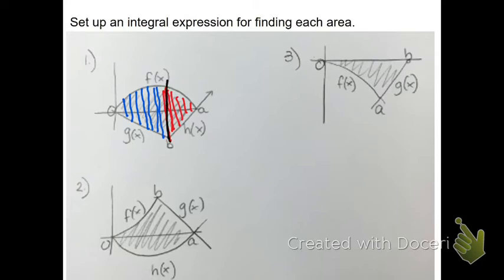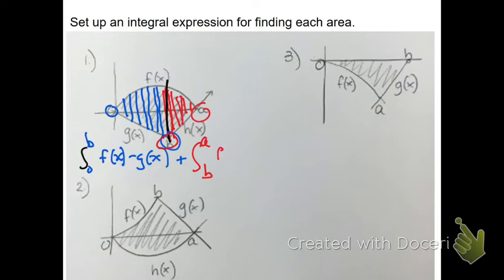So you have to do 2 different integrals, one for the blue region and one for the red region. To find the total area, we would integrate the blue part, f of x minus g of x, and that would go from 0 to B, whatever that is. And then for the red part, we would go from B to A, in that order, and now it's f of x minus h of x. So that's the thing when there's more than one curve going on.